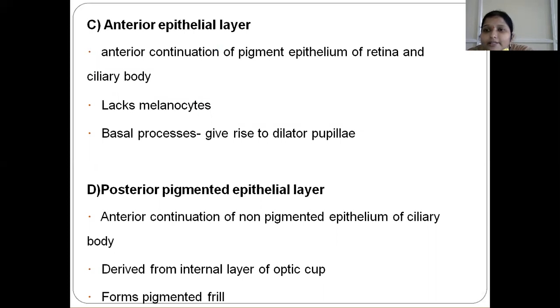Coming to the anterior epithelial layer, it is just the continuation of the pigment epithelium of the retina and ciliary body, and it lacks melanocytes. There are basal processes in the anterior epithelial layer from which the dilator pupillae muscle arises. Next, coming to the posterior pigment epithelial layer. It is the anterior continuation of the non-pigmented epithelium of the ciliary body, and it is derived from the internal layer of the optic cup. It forms the pigmentary frill in the pupil.